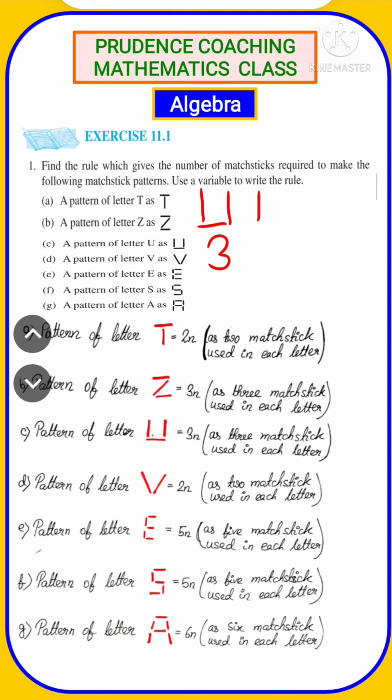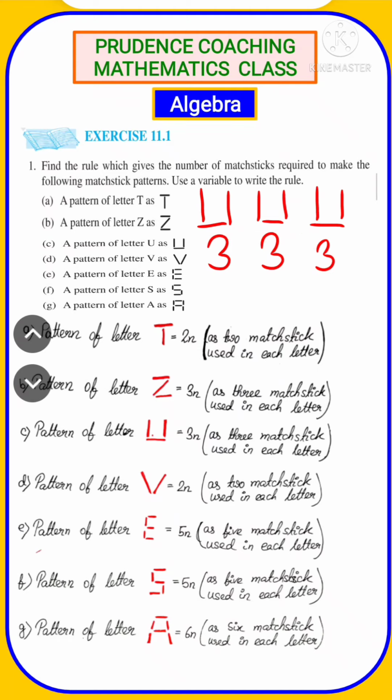Similarly, if we draw a pattern of 2 U's, then we will need 3 plus 3, that is 6. And if we make 3 U's, then we will use 3 plus 3 plus 3, that is 9 mastics. Means it is like this. If we add this, you will get 3 into 3, that is 9.